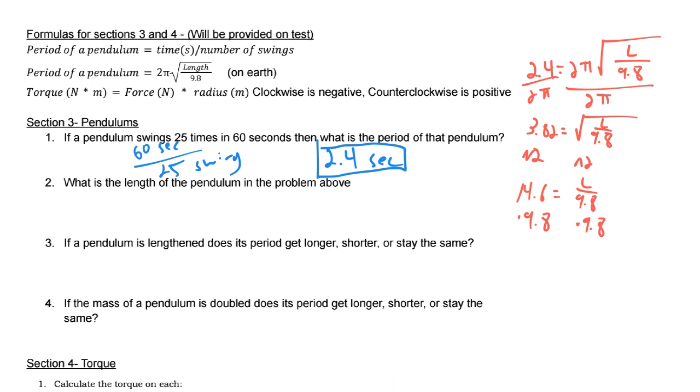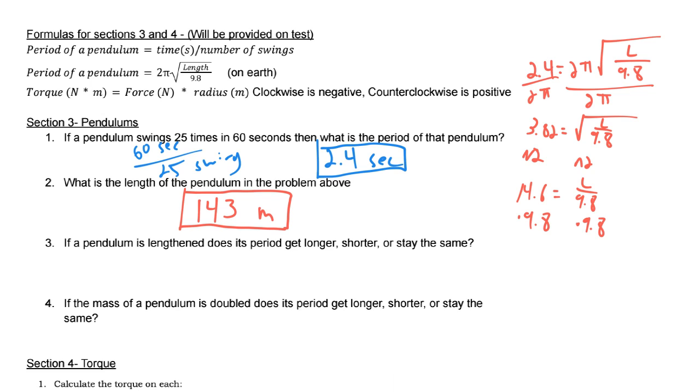You get 143 meters. So to swing that slowly with an arc of 2.4 seconds, it looks like we would need a pendulum that's 143 meters long.